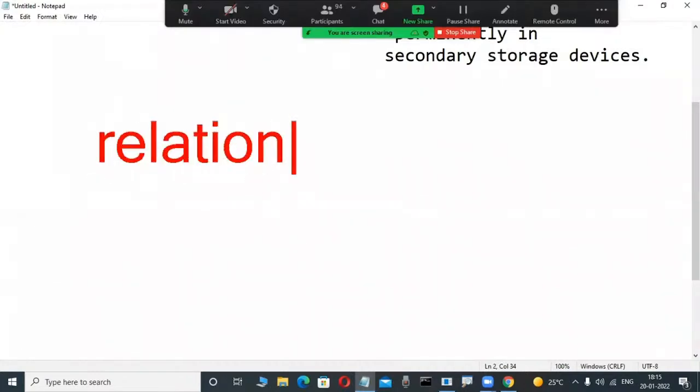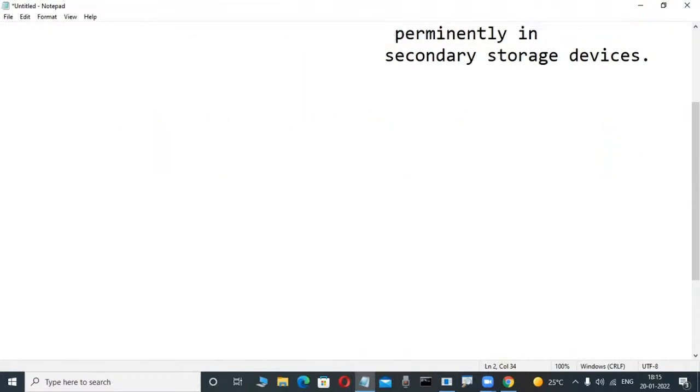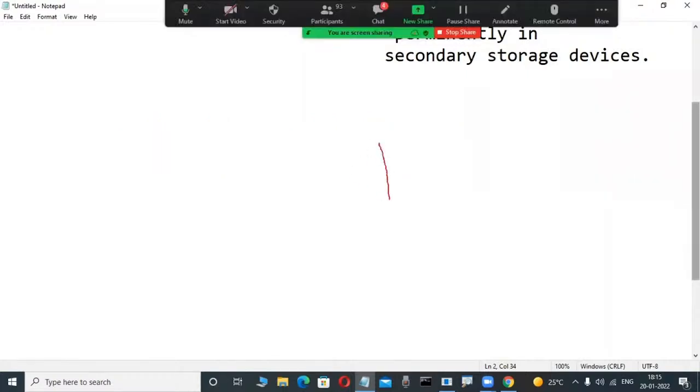Relational databases. Some of the popular relational databases are Oracle, SQL Server and MySQL. What are relational databases? We will learn in the future, don't worry. Now, these databases store a structured collection of data.